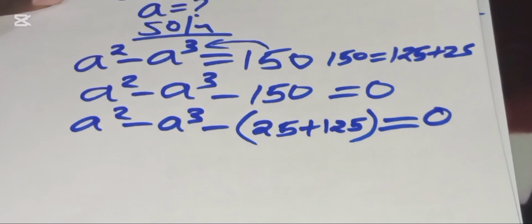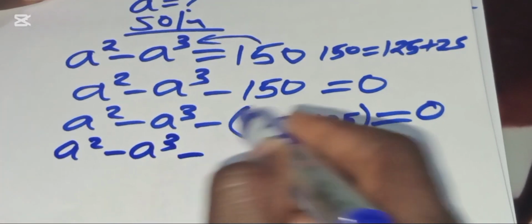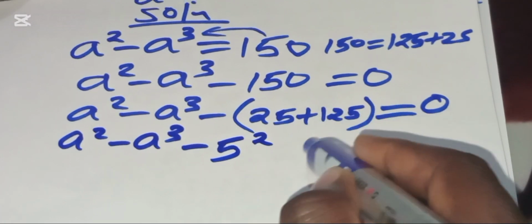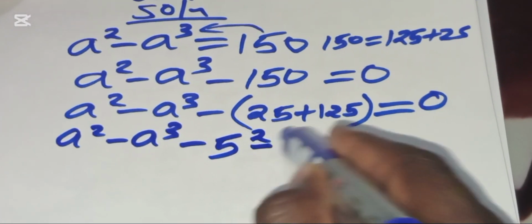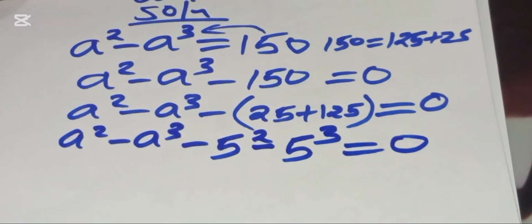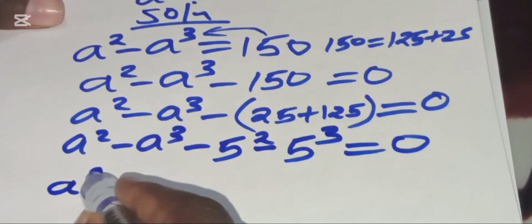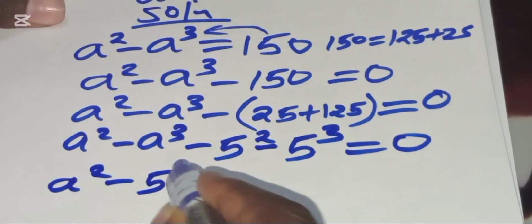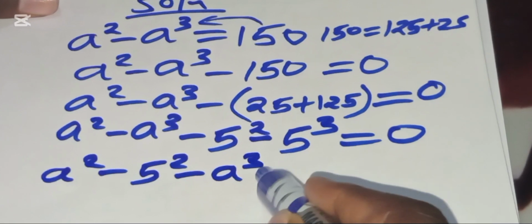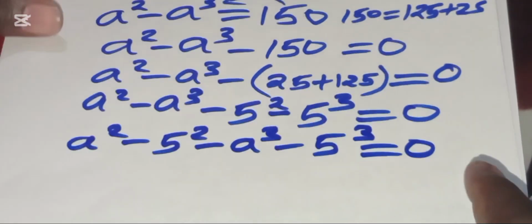So that we'll have a squared subtract a cubed, subtract 25, which can be expressed as 5 to power 2, subtract 5 to power 3. This is equal to 0. Now from what we have here, this is a to power 2 subtract 5 to power 2, subtract a to power 3 subtract 5 to power 3. This is equal to 0.